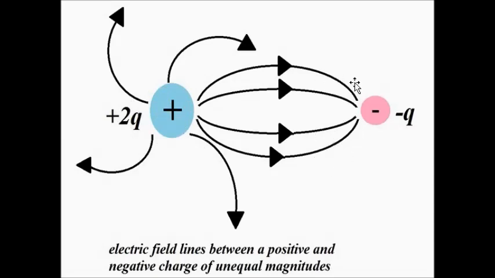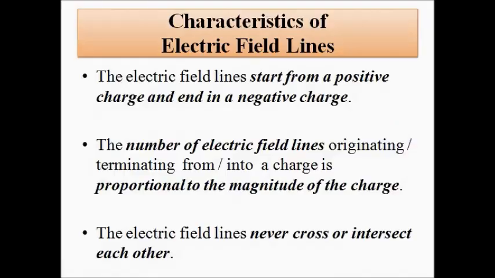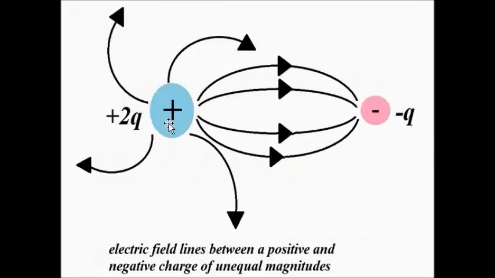Now let us count the number of lines terminating at the negative charge. 1, 2, 3, 4. Okay, 4 lines are terminating at the negative charge. 8 lines are emerging from the positive charge, so the second property is also satisfied. The number of field lines is proportional to the magnitude of the charge. As the positive charge is twice that of the negative charge, the number of field lines starting from this positive charge is also twice that of the number of field lines terminating at the negative.